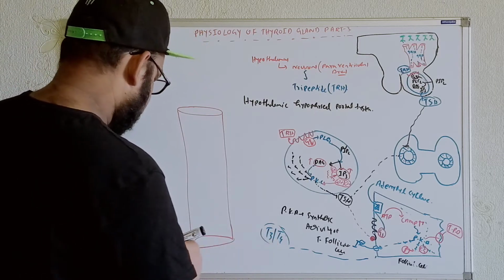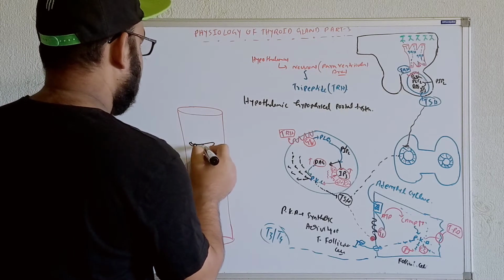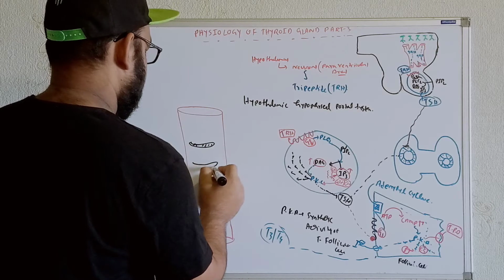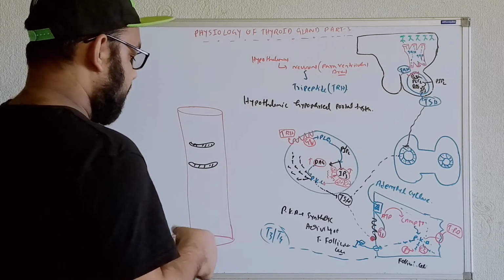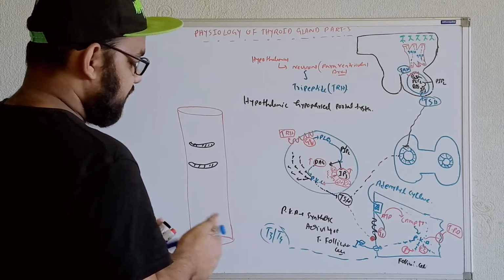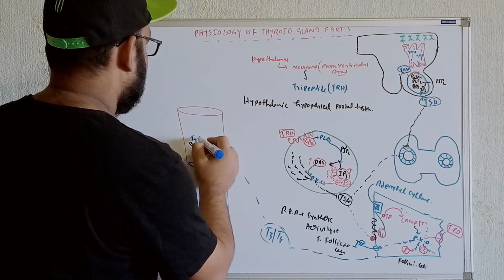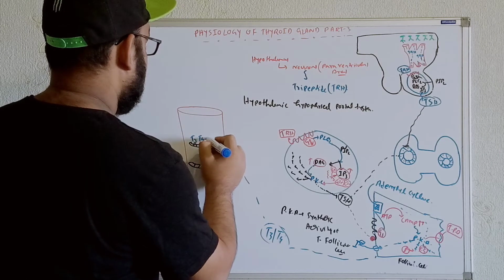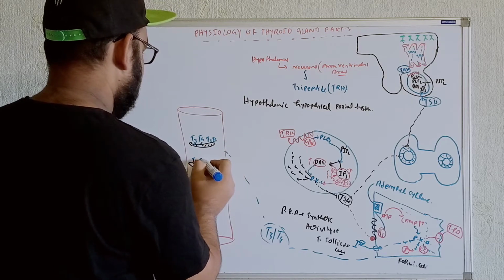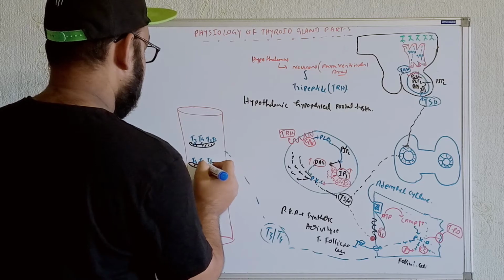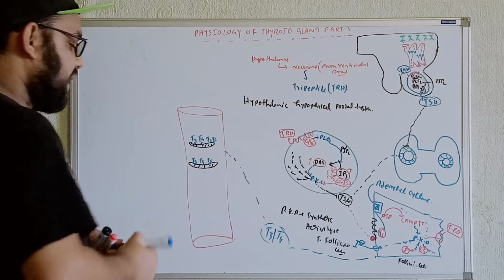Whenever we get T3 and T4 within the circulation, as we know, there is a presence of different types of binding proteins. Thyroid binding globulin protein. So T3 and T4 will come over here and get bound. These are the thyroid binding globulin, thyroid binding pre-albumin, and albumin proteins.